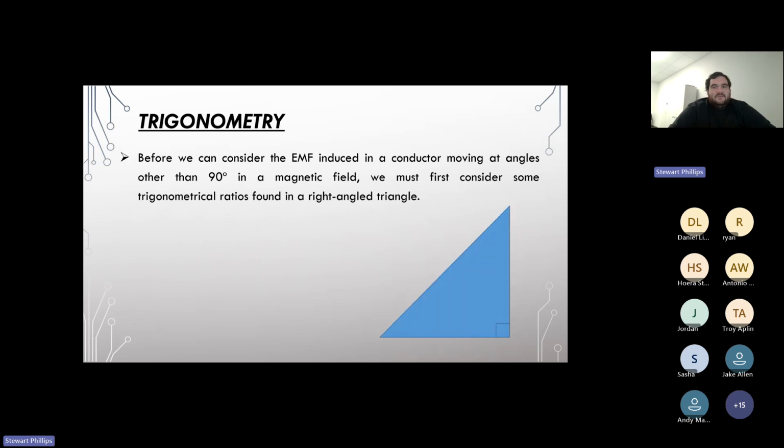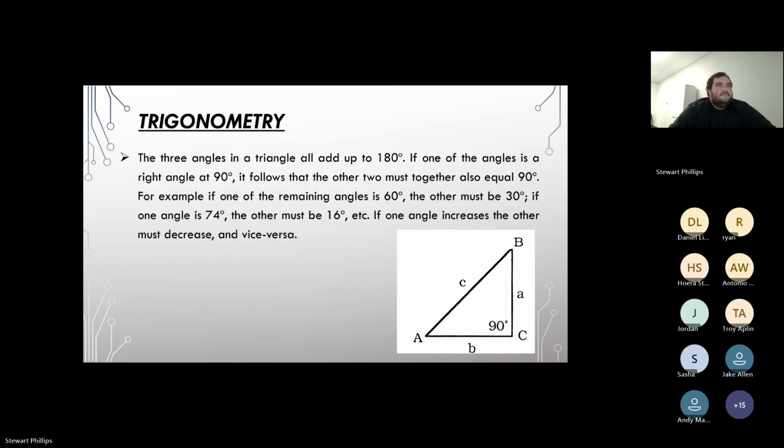So a right angle triangle. The three angles in a triangle all add up to 180 degrees. If one of the angles is a right angle at 90, it follows that the other two must also equal 90. So if one of the remaining angles is 60, the other must be 30. If one angle is 74, the other must be 16, etc. If one angle increases, the other must decrease, and vice versa.